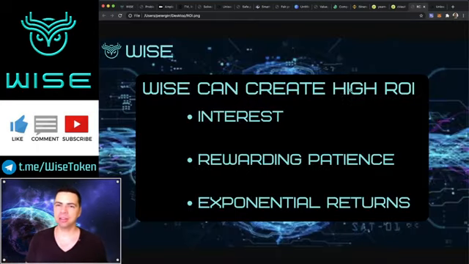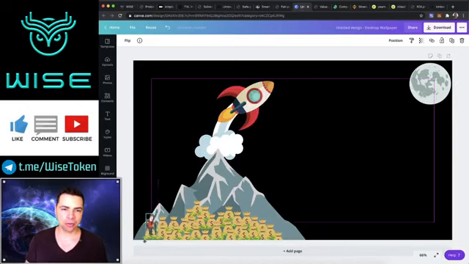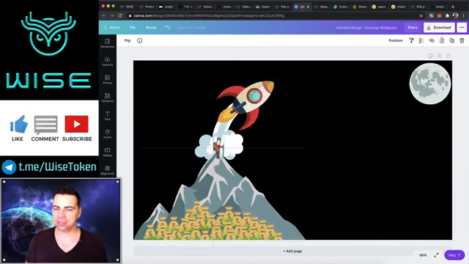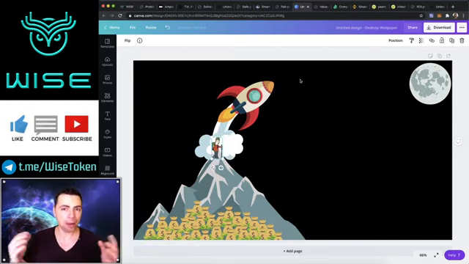So let's go ahead and look at the ROI rates here. So Wise can create massive ROI. We've already looked at how, compared to other tokens that start from here, Wise starts from on top of the mountaintop, making it super easy for the price to pump and for people to make tons of ROI, because the money is going in a place that is for your benefit rather than not for your benefit.